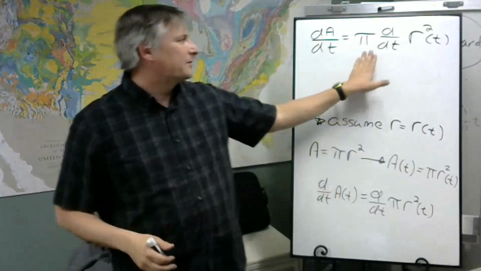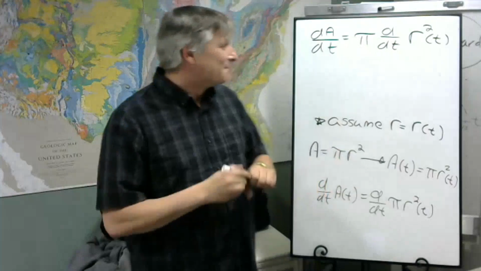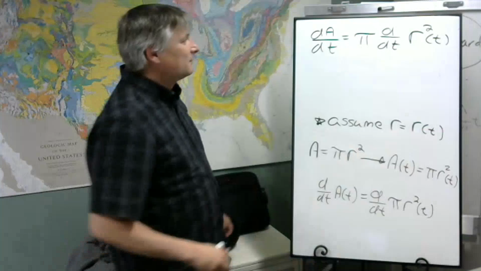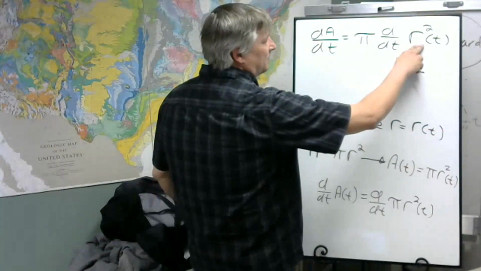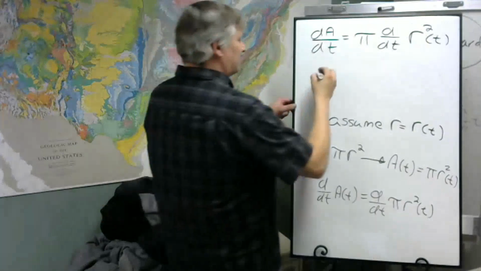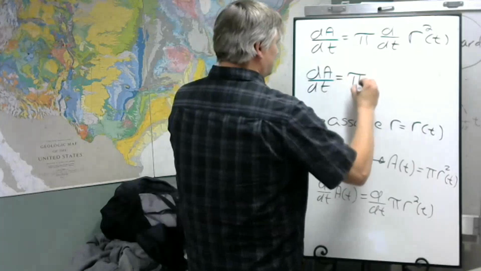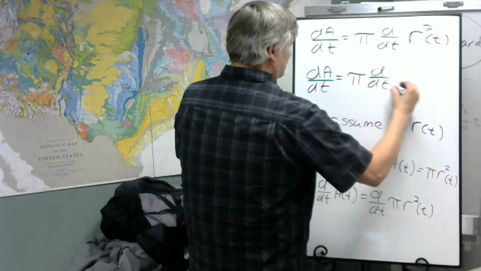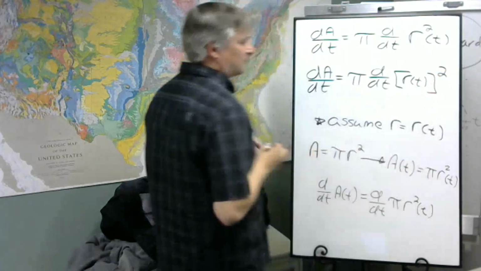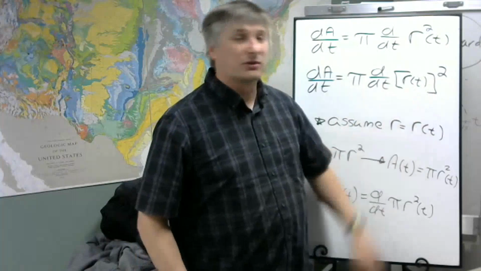Now, what we're getting to here, now pi is a constant still. It's always going to be a constant. Pi is not going to change with time. It's always 3.14159 and so on and so on. This is a chain rule situation because we have a function, r of t, inside a squaring function. So we're really looking at this. So we have an outer squaring function and an inner function, r of t.